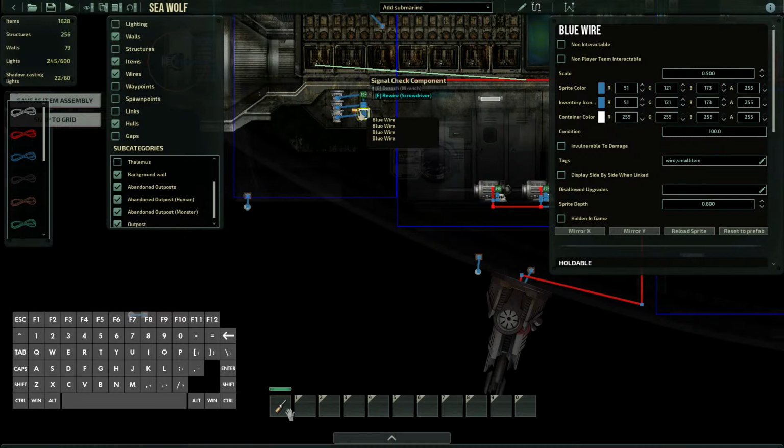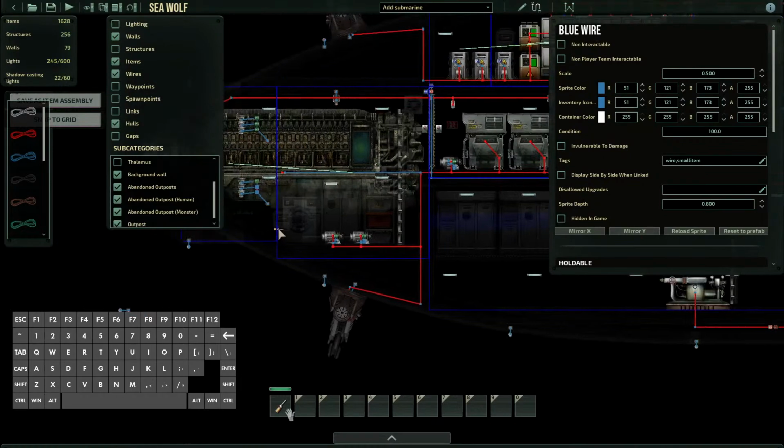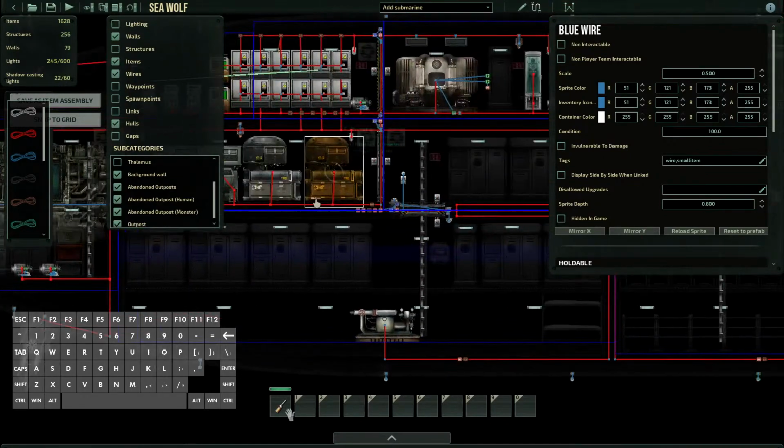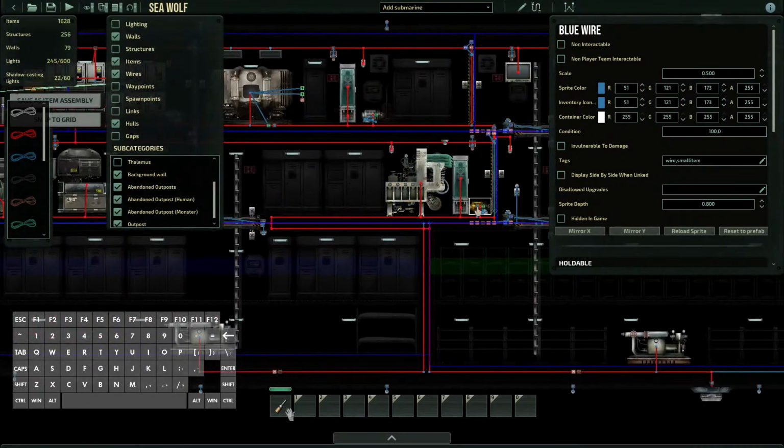So, in summary, wiring components can be used to monitor or manipulate the signals that come from the signal generators and go into the signal driven systems around the sub.